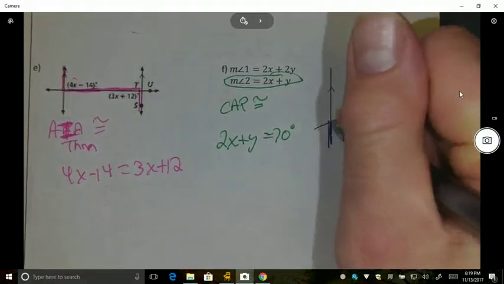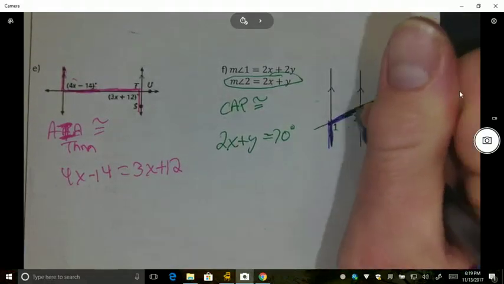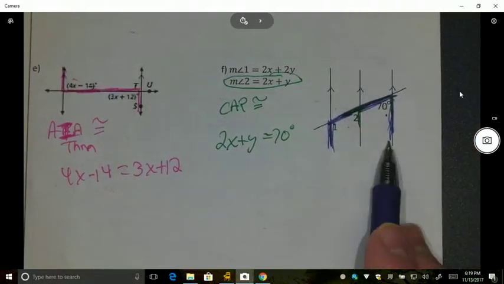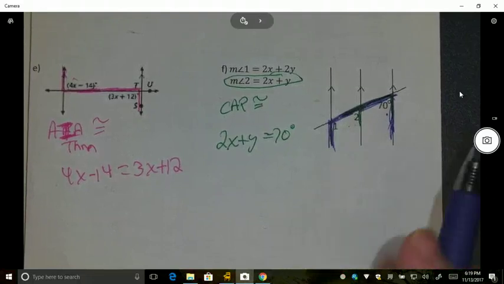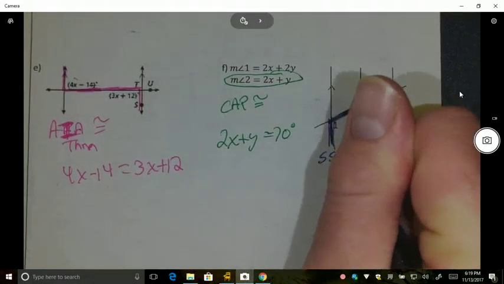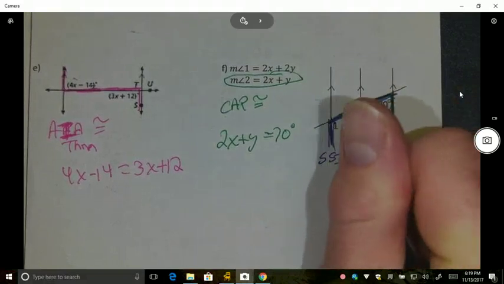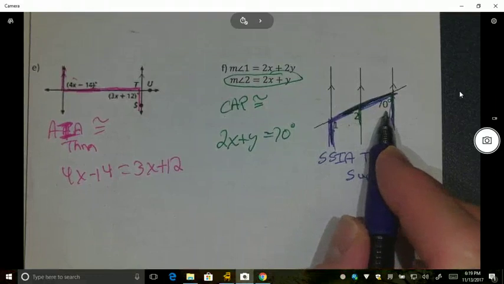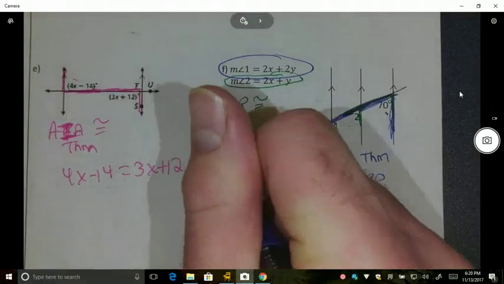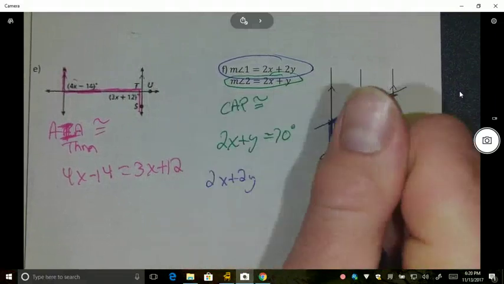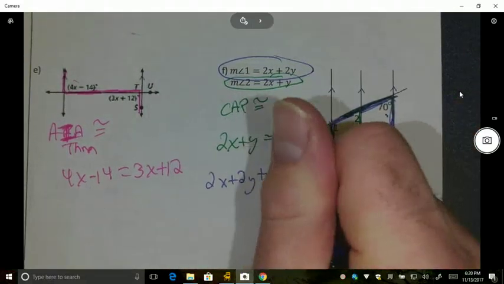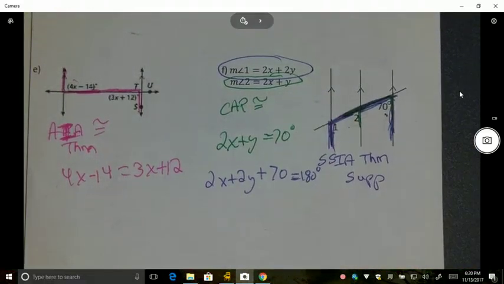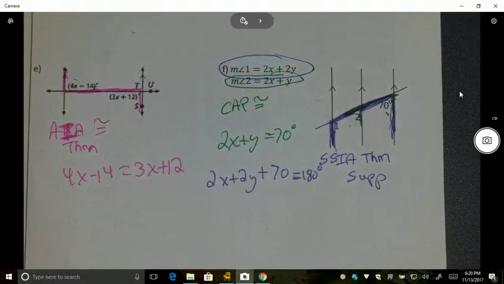Angle 1, however, is not corresponding with the 70 degrees. When I trace those angles, they're both inside the parallel lines and they make the letter C. So those are same side interior. The same side interior angle theorem says that same side interior angles are supplementary. So angle 1 plus 70 will add to 180. Since angle 1 is 2x plus 2y, I need to add 70 to that to equal 180 for those angles to be supplementary. That's the system you set up for letter F.